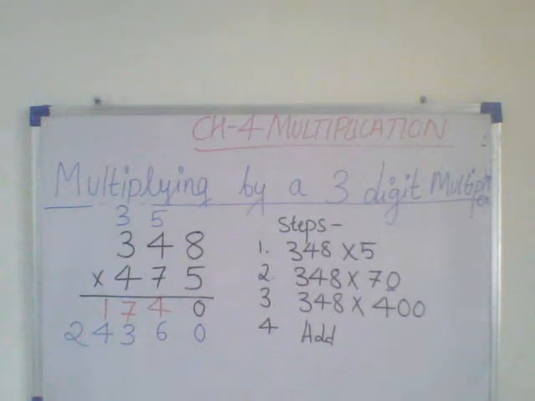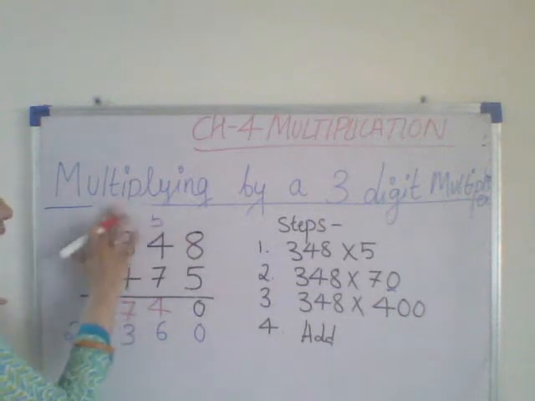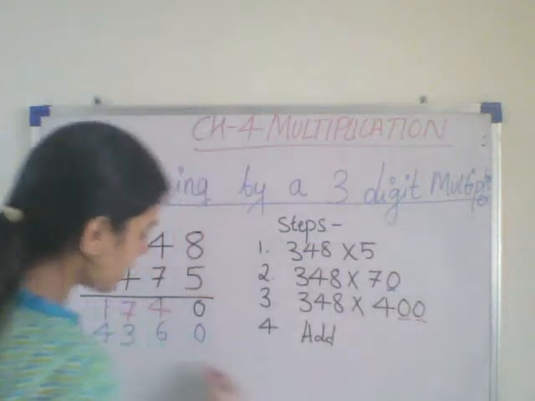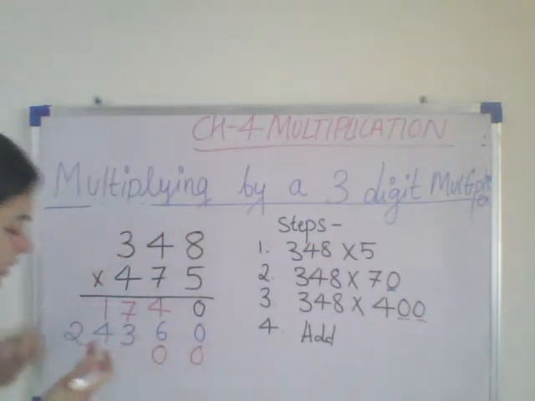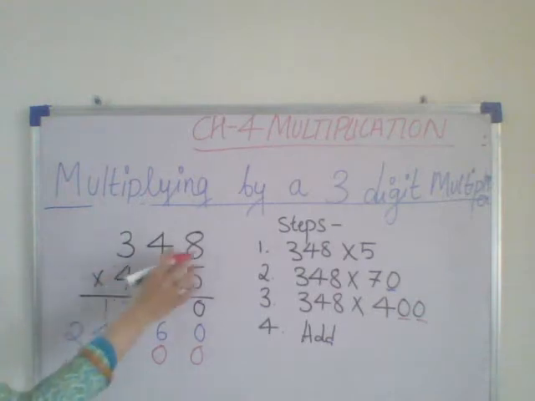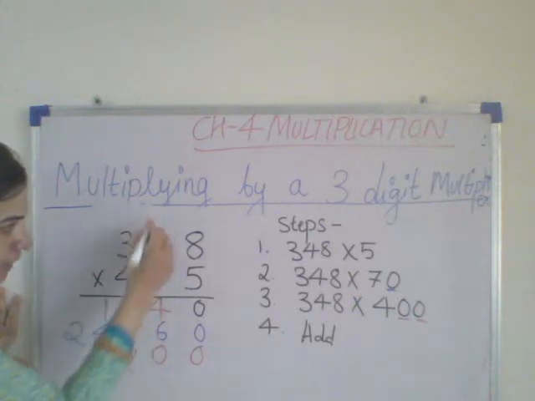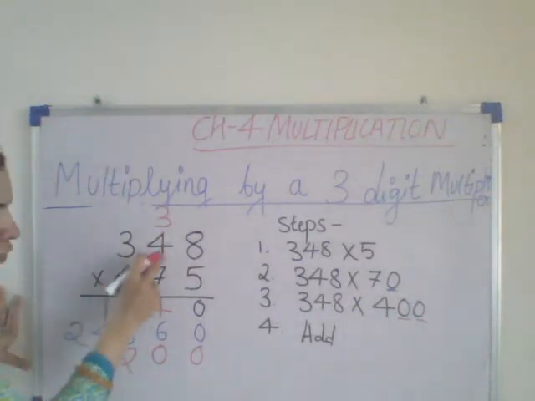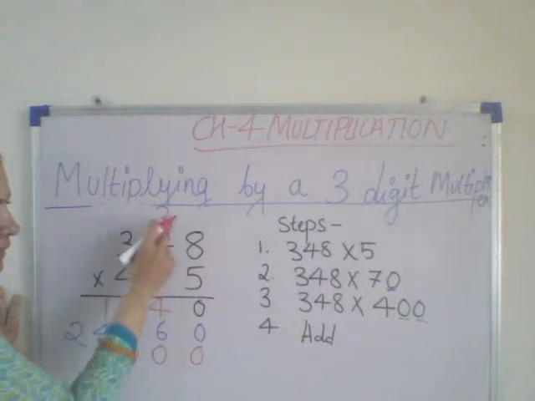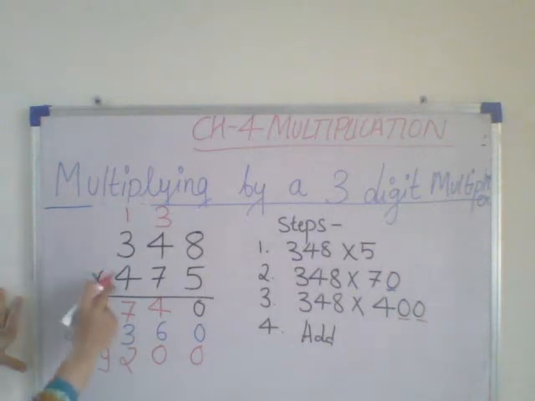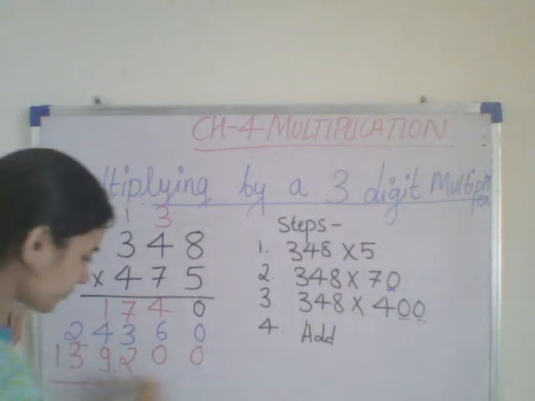Now comes the last multiplication. We have to multiply 348 with 400. So 2 zeros are there. I will be writing here 00. Now let's start our multiplication. 4 multiplied by 8 is 32. 2 I am writing here, 3 moves to carry. 4 4s are 16. 16 plus 3 is 19. 9 I am writing here, 1 moves to carry. 4 3s are 12. 12 plus 1 is 13.